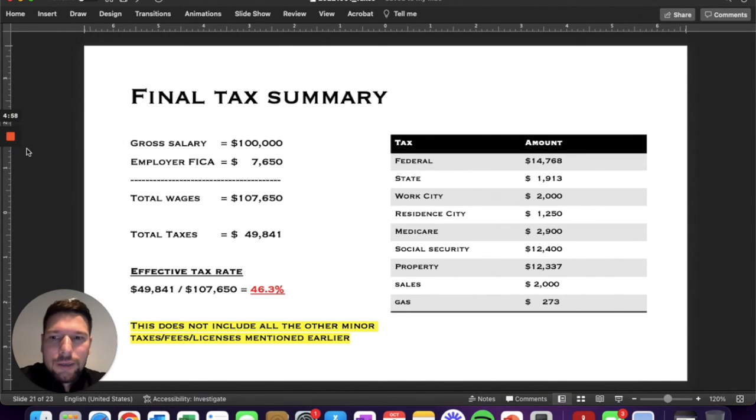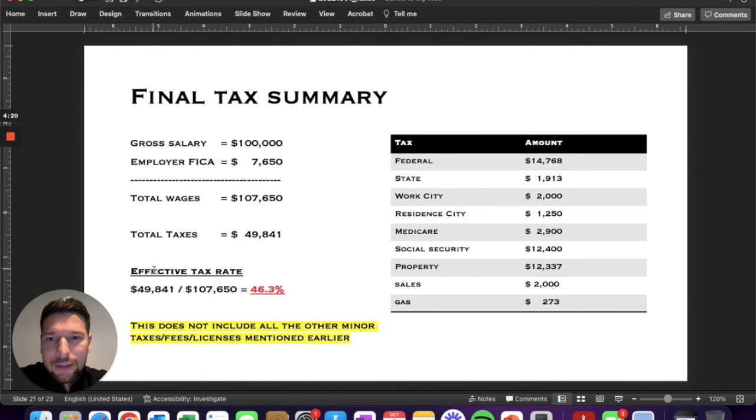So lastly, we'll take a look at John's final tax summary. We talked about his gross salary of $100,000. Then we need to add in the employer portion of the FICA taxes of $7,650 to get to his total wages and compensation of $107,650. And then we need to add up all the different taxes that we just went through, from federal income tax all the way down to that gas tax. And those total up to be $49,841. So really an astonishing amount of money that this individual has paid to taxes from his overall earned income.